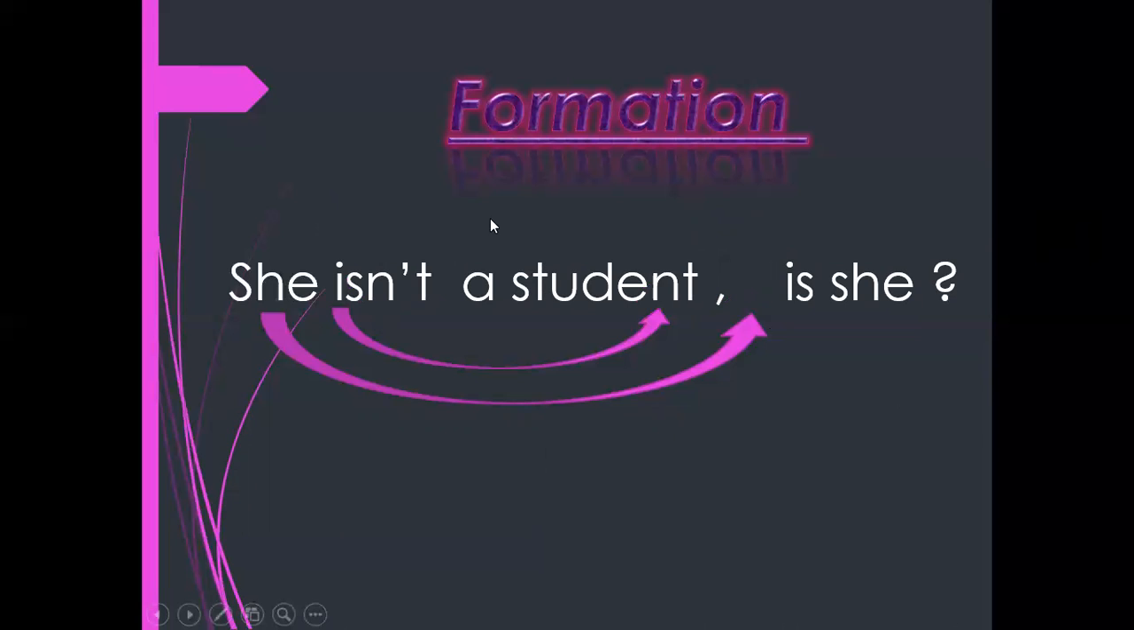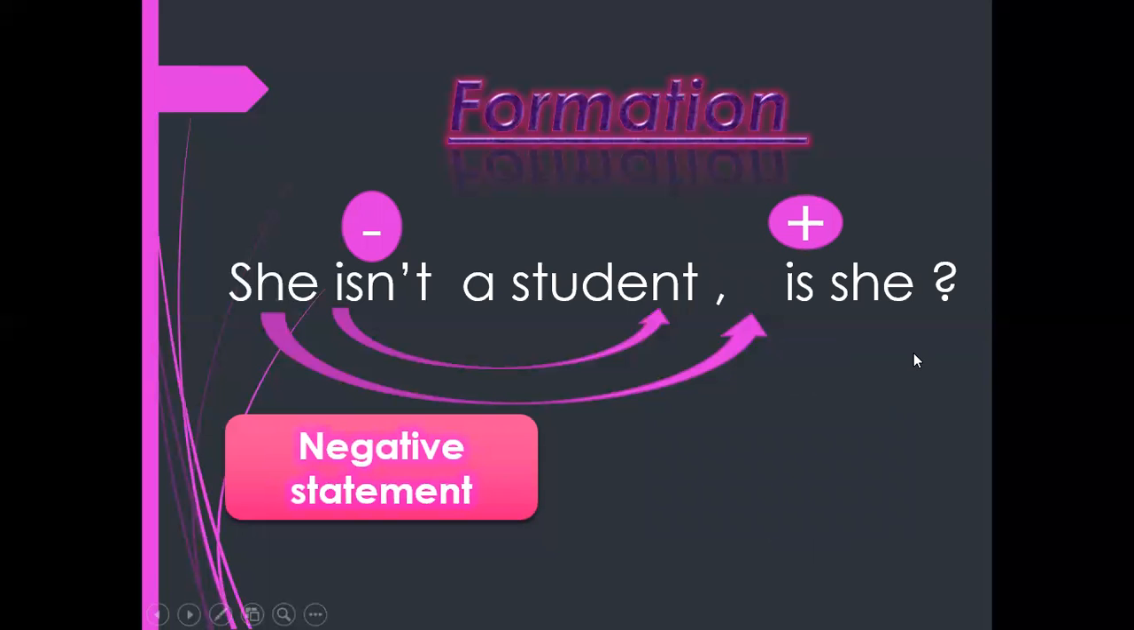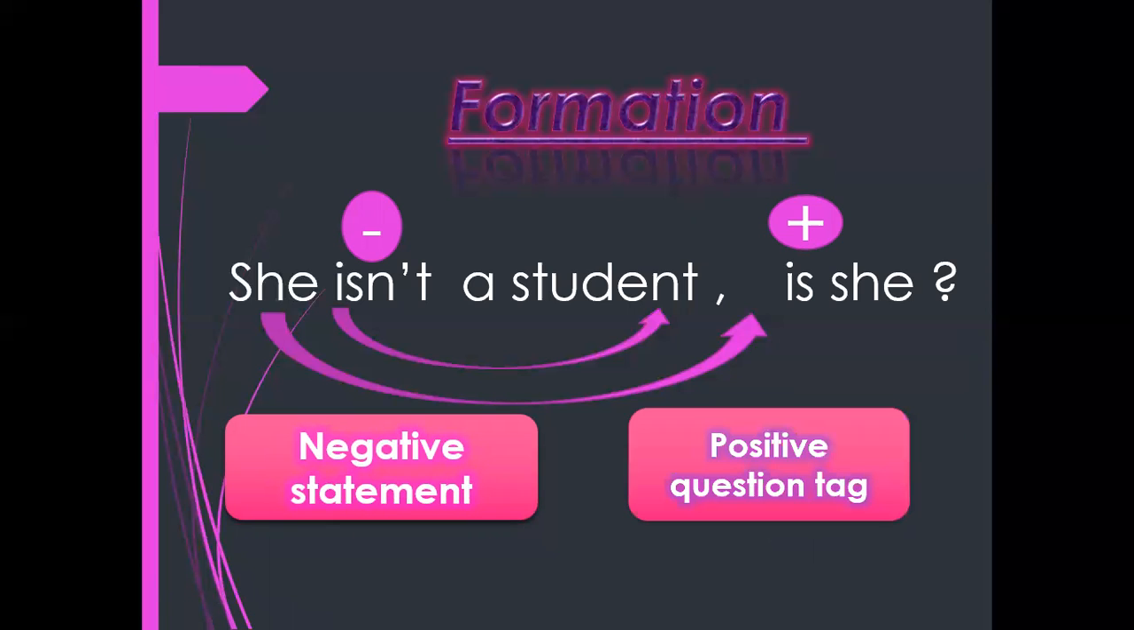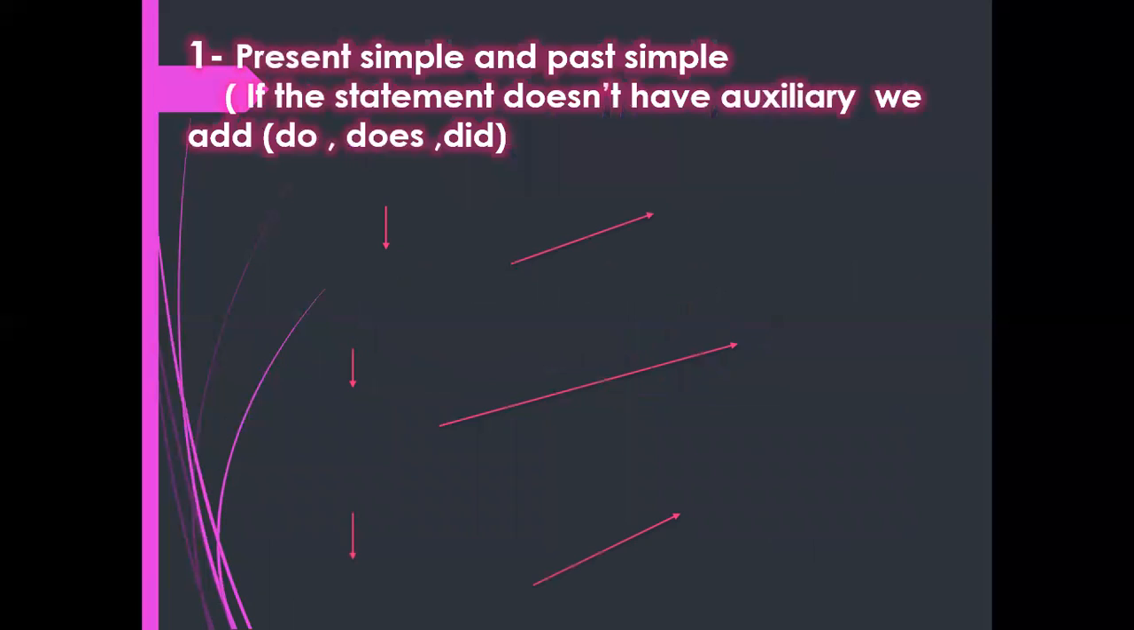The second rule says that if your statement is negative, here we have the opposite. If your statement is negative, the question tag will be in the positive form. Here we have a negative statement and here we have a positive question tag. So the rule says that if you have a negative statement, the question tag will be positive. Clear?